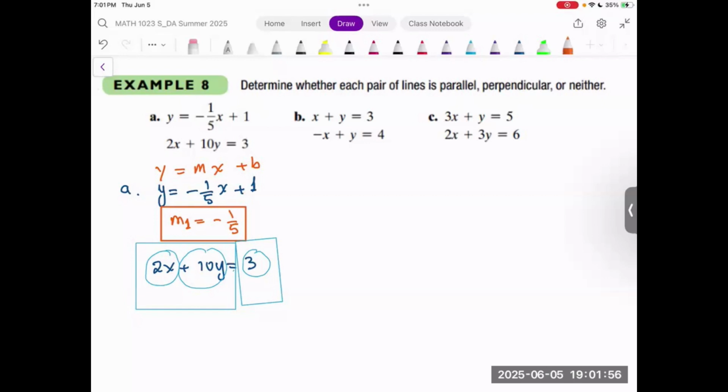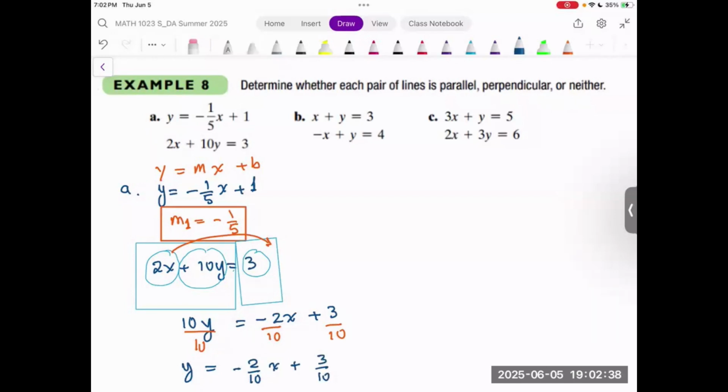So now what's going to happen? The bubble of the 2x is going to go to the other side. The 10y is going to stay on the left side. 10y equals. The 2x became -2x. And the 3, I didn't move it, so it stays +3, right? So far, so good? Now, what is the number next to the y? It's 10. So I'm going to divide every single term by 10. Now I can simplify this a little bit. So y is equal to -2 over 10 x plus 3 over 10.